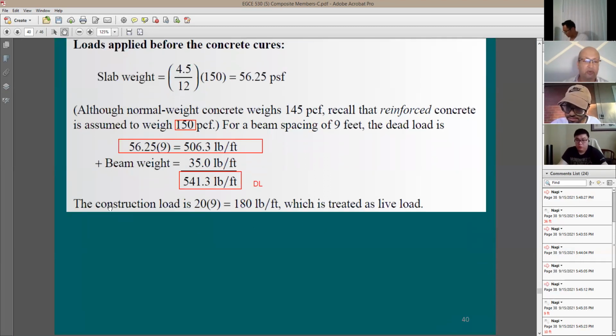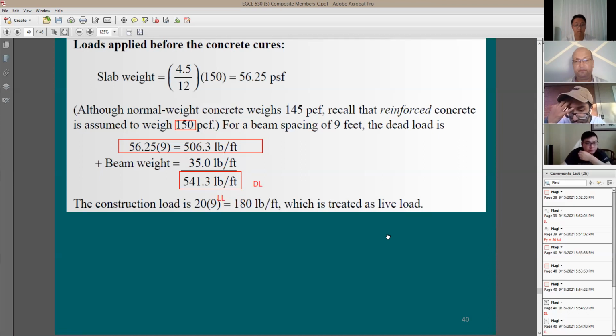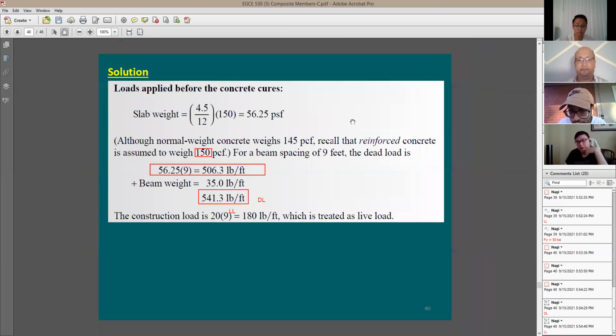How about construction load? What is this construction load? I'm saying construction load is 20 times 9. This is live load, right? This is here construction live load, which is treated as live load. Yeah, it is a live load. It's okay.